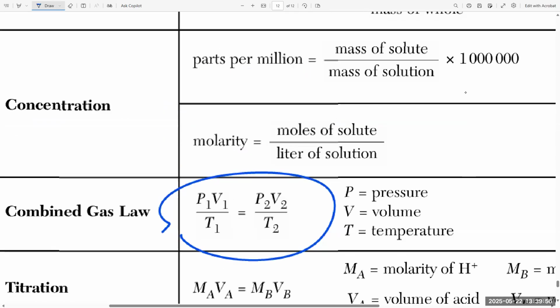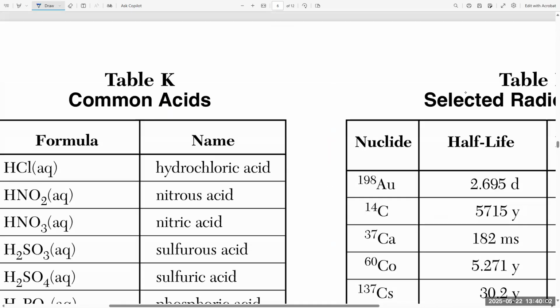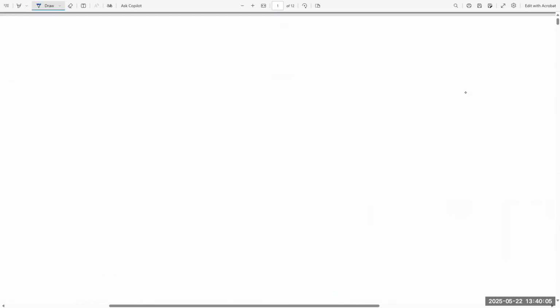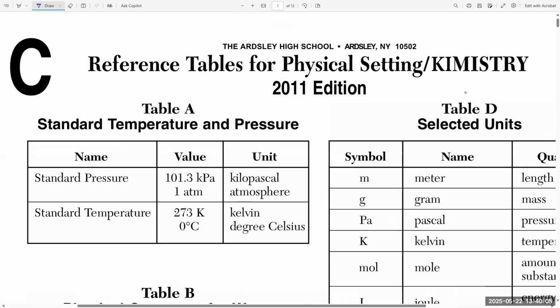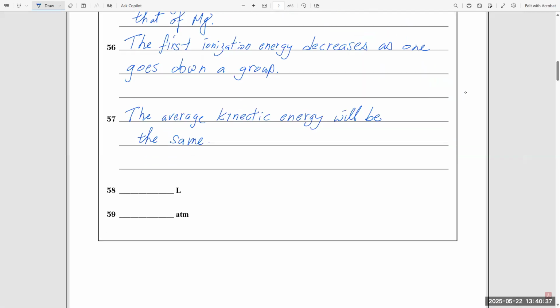If you go all the way to the front of the reference table, it is right here. Standard pressure in kilopascals, and the temperature is that. So by taking those values, that's 273 kelvins, and pressure 2 is going to be 101.3 kilopascals, because that's the STP. Got it? So I'm going to put the work in the other place. Let's go, I'm going to put some work down here.